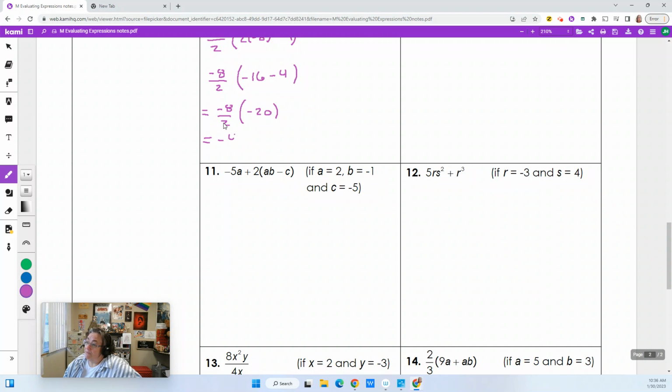So we've got negative 4 here, and now we're going to multiply that times negative 20. Is that going to give me a positive or negative answer? If I multiply negative 4 times negative 20, am I going to get a positive answer or a negative answer?